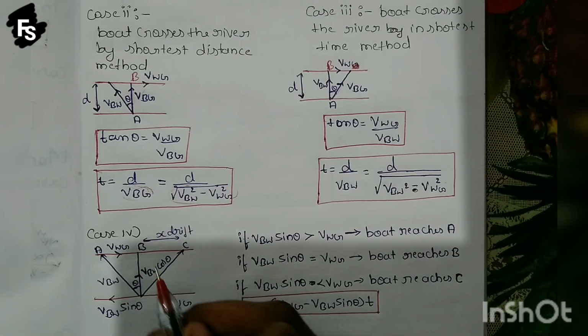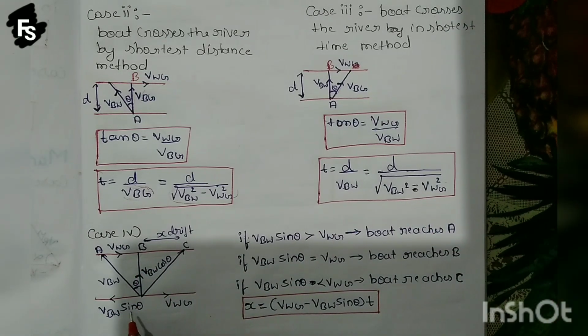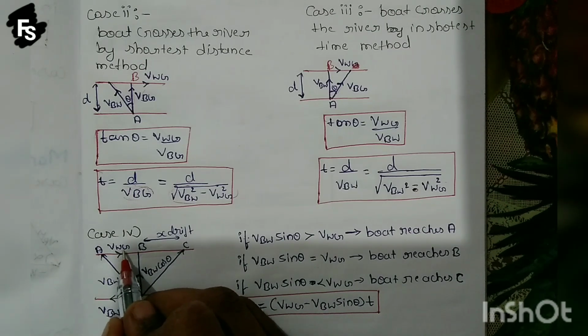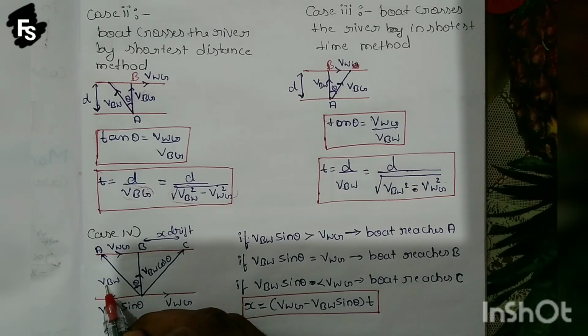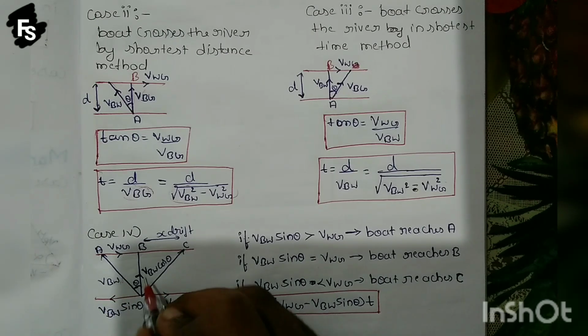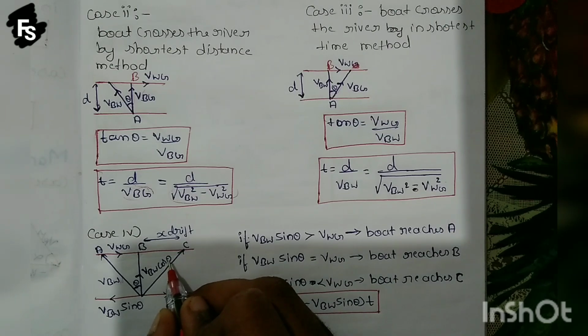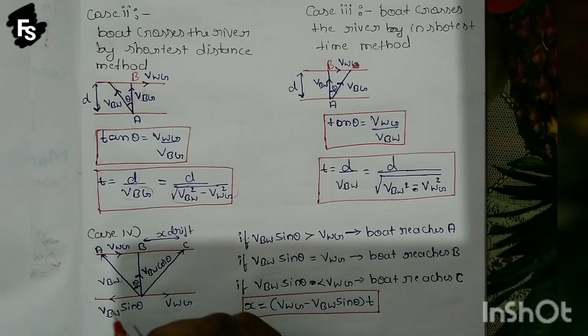Then case 4. See here, this is the velocity of boat with respect to water times sin theta. This is the velocity of water with respect to ground. This is theta, the velocity of boat with respect to water. This is the velocity of boat with respect to water times cos theta. On splitting it, we will get this.